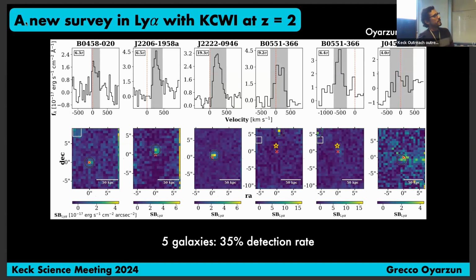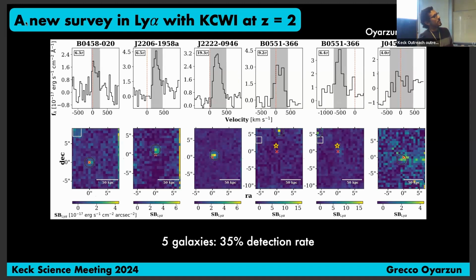So for our sample of 14 DLAs, we detected 5 galaxies, whose Lyman alpha emission you see plotted up on top. You can actually see 6 emission lines. The last one here is a tentative detection.